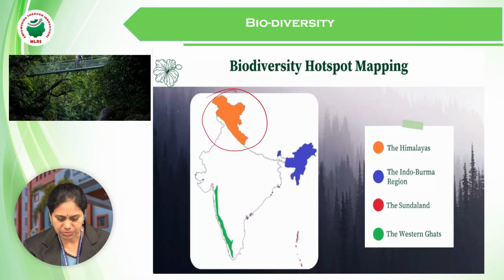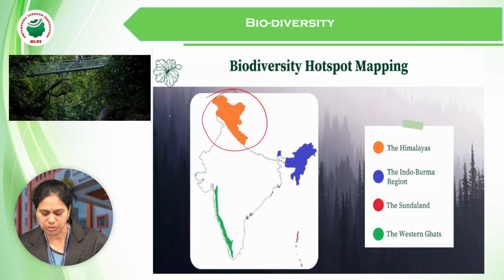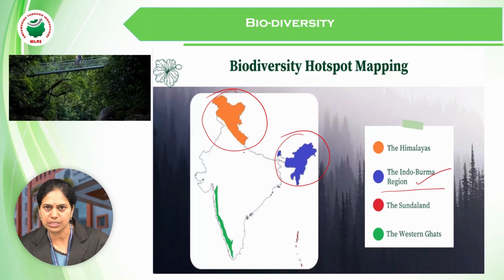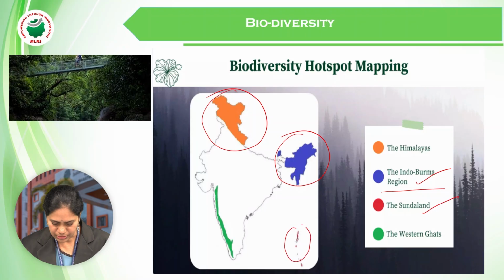When we look at the map, this area is one of the hotspots, the Indo-Burman region. The eastern part, the northeastern part, we call the Indo-Burman region, one of the hotspots. Then the Sundaland, as I was talking, this is the Sundaland. It is in the Nicobar Islands, which are a part of our country, and we call it one of the hotspots, the Sundaland.